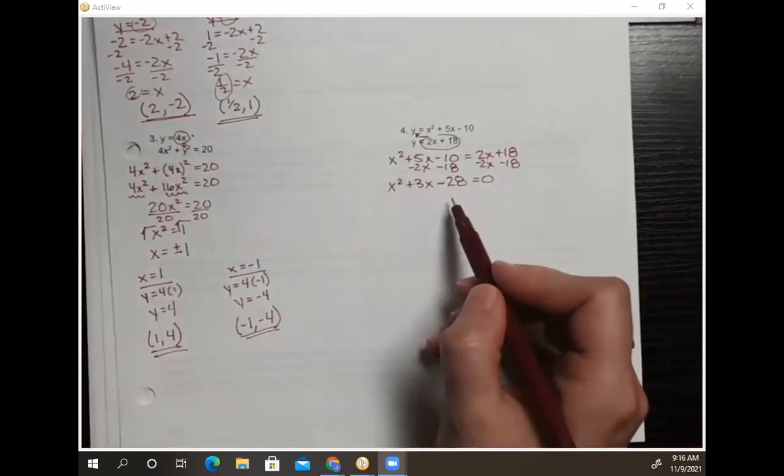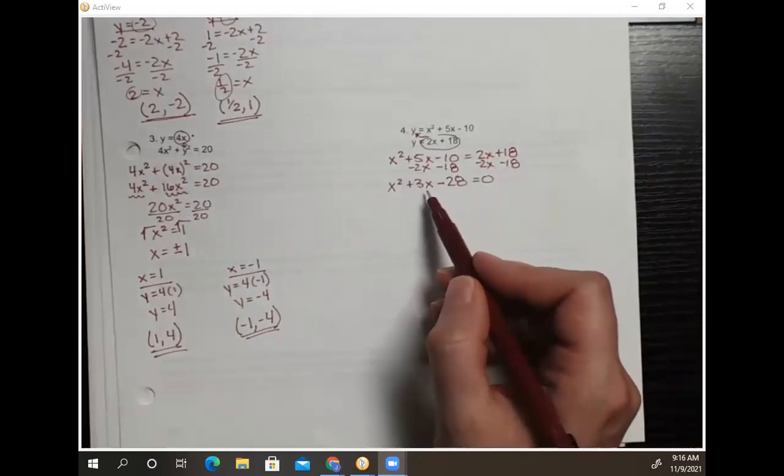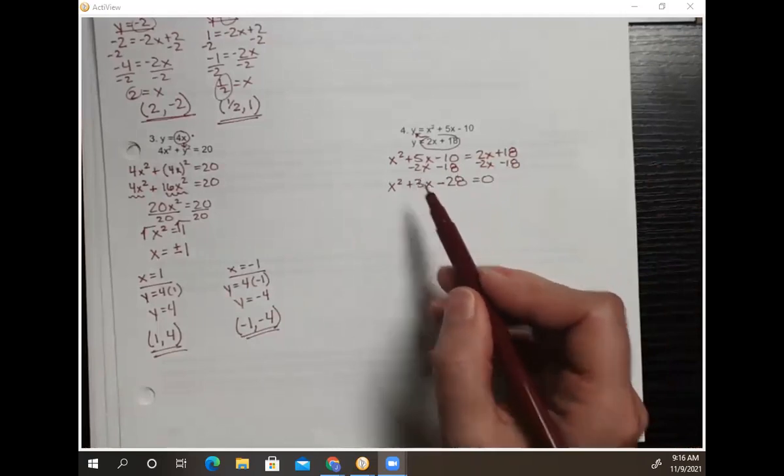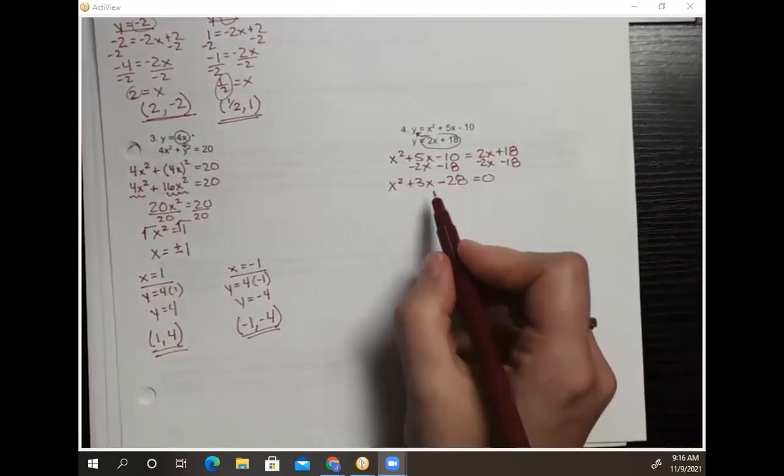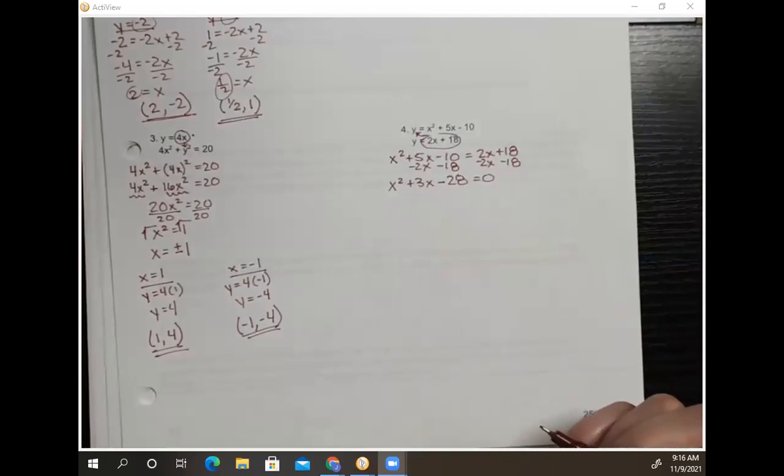Again, you could use the quadratic formula here if you wanted to. Probably not ideal for completing the square because our b term is odd. So you would have some decimals to deal with there. You could, but most of us probably would prefer to avoid the decimals if we can.